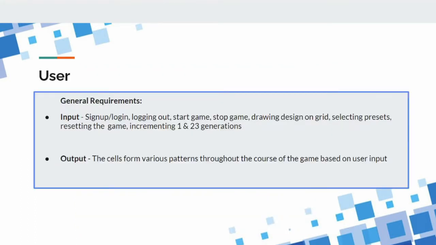For the user input, the general requirements were signing up, logging out, starting the game, stopping the game, drawing the design on the grid, or selecting the presets. You can reset the game whenever you want, or as soon as you select a preset or draw your grid, you may start incrementing generations.